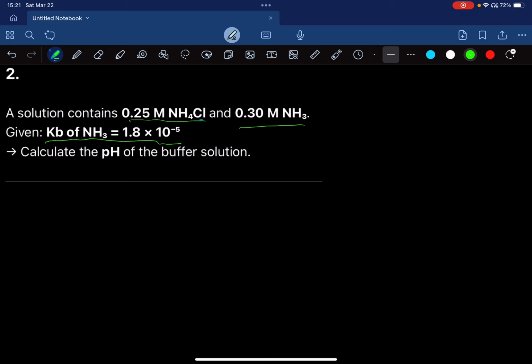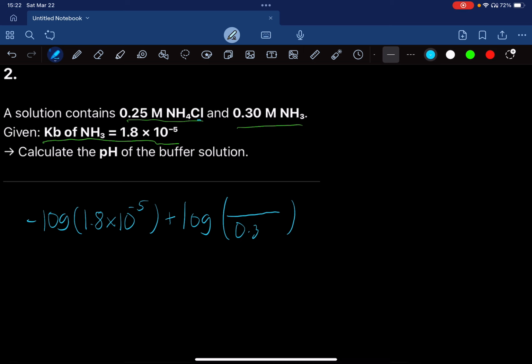So it's going to be the same procedure. However, we're going to switch: the base will be at the denominator and the acid will be in the numerator. So it's going to be negative log of 1.8 times 10 to the power negative 5 plus the log of, so the base will be at the bottom, NH3, which is 0.3, and 0.25.